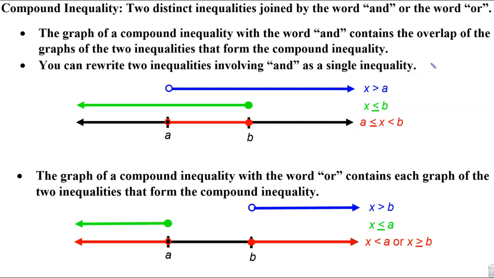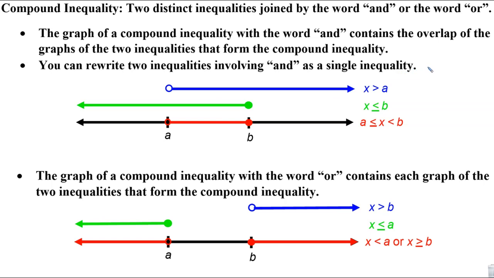It's good to think about these graphically. The graph of a compound inequality with the word and contains the overlap of the graphs of the two inequalities that form the compound inequality. For example, if I have x is greater than a and x is less than or equal to b, in blue and green, the and case would be where they overlap, everything where they stack on top of each other here.